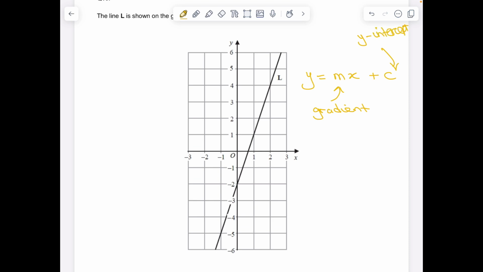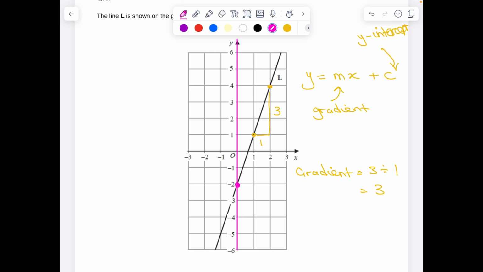Okay, so the first thing we'll do is the gradient. We pick 2 points. So I'm picking this one where I can count whole squares. And so that's 3 divided by 1. So my gradient is up divided by across. So 3 divided by 1, which gives me a gradient of 3. Now, where it crosses the y-axis, you can see it crosses at -2. So the line crosses the y-axis, which is your vertical line here, at -2.